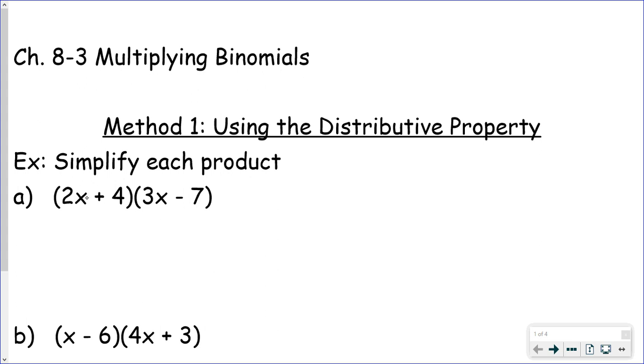What I'm going to do is multiply the 2x times this binomial, then multiply the 4 times this binomial, and then combine like terms. Let's start with the 2x. I'm going to multiply the 2x times the 3x and times the 7. So 2x times 3x is 6x squared. X times x, you add the exponents. Minus, because this is a positive and this is a minus, so those together make a minus. 2x times 7 would be 14x.